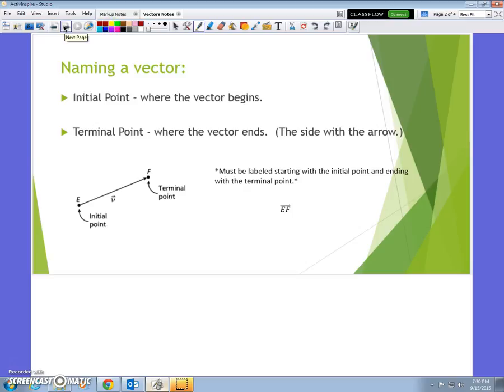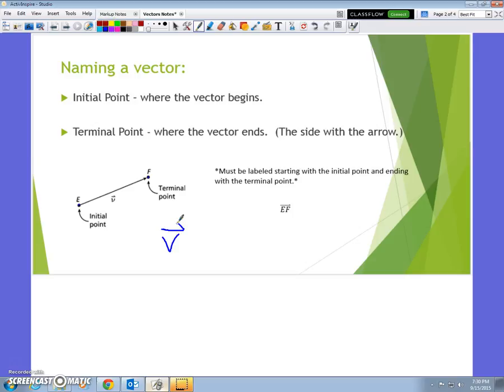Let's just take a look here. When you name a vector, there's 2 points: the initial point and the terminal point. The initial point is considered to be where it begins, and the terminal point is where it ends. It's hard to see on this diagram, but that vector is labeled like so. It's almost like an arrow without the bottom arrow part on it. It's called a vector.